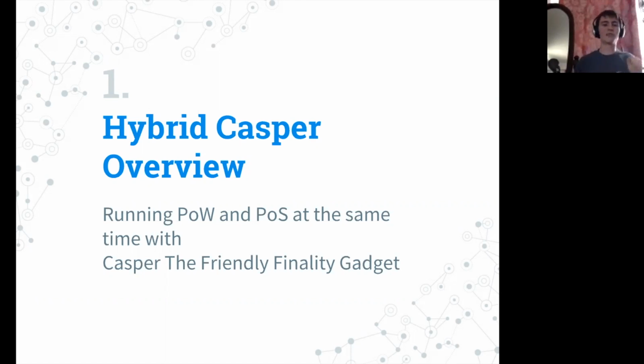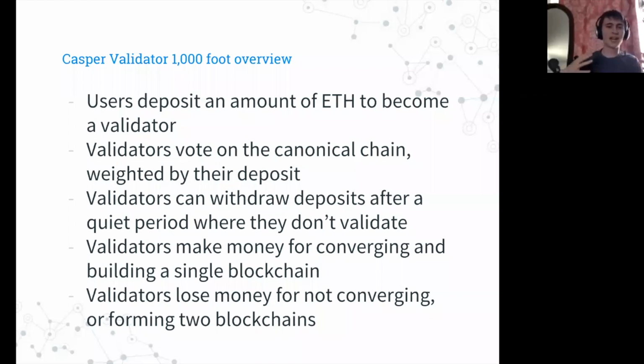So first, this is the hybrid Casper protocol. It's going to start out with proof of stake and proof of work at the same time. This is Casper, the friendly finality gadget. We'll understand what the finality gadget part means in a little bit. Now, this is a 1,000-foot overview of what it's going to be like as a user to use Casper, without any understanding of how the actual protocol works. We're going to get into the protocol, but this will help.